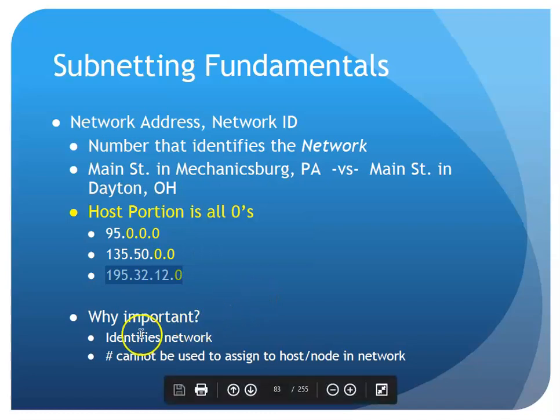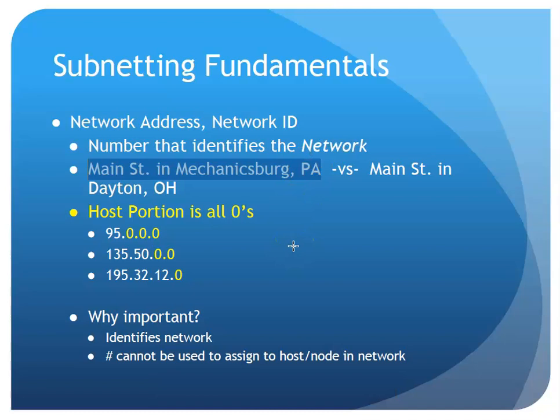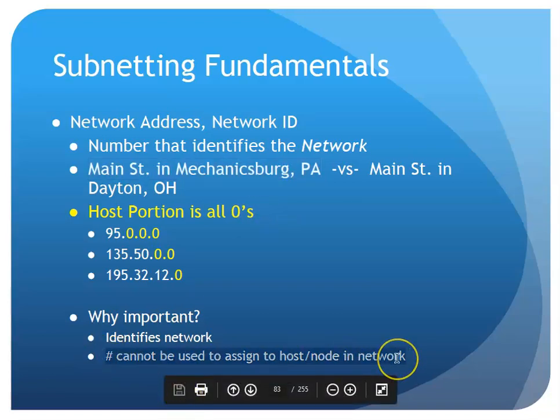This is important for two reasons. It identifies the actual network, again, the Gettysburg network of hack as opposed to the York network of hack. And secondly, this number cannot actually be used for anything. Again, I can't slap this address on a house. I can't just say the address of this house is Main Street, Mechanicsburg, PA. I need to use a house number, 123 Main Street, Mechanicsburg, PA. So I can't actually assign this number to anything. It's used simply for identifying the network.